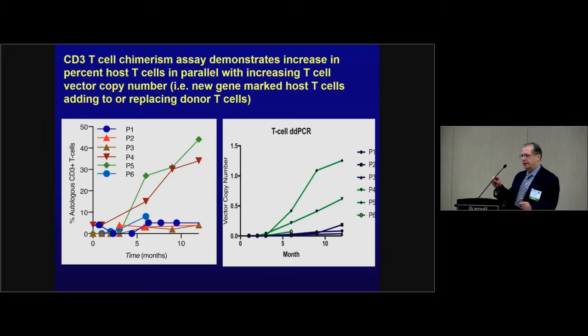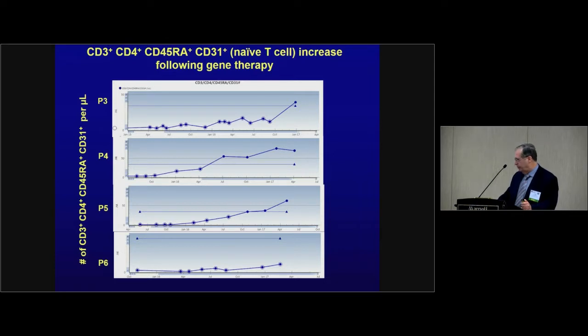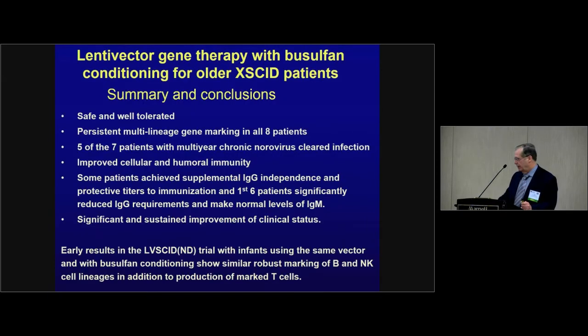Everybody has T cell marking, and everybody has increasing B cell marking and quite substantially increasing NK cell marking. This is just for those of you who ask, are we making naive T cells? These are the markers used to look at naive T cells, and you can see in patients, I don't show patients 1 and 2, but 3, 4, 5, and 6 are all coming up. And again, this theme of it just keeps getting better.